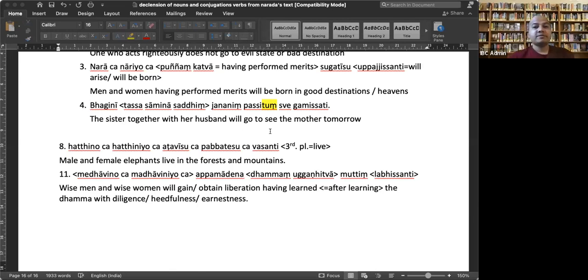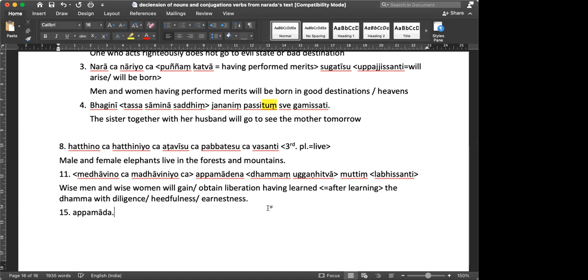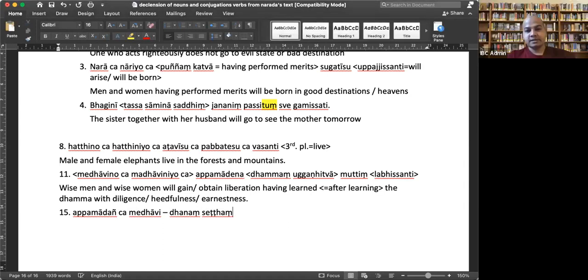Now let's look at sentence number 15. Appamadancha medhavi tamang setangwa rakhati. Appamadancha medhavi, dhanang settang va rakhati. So this is the sentence.